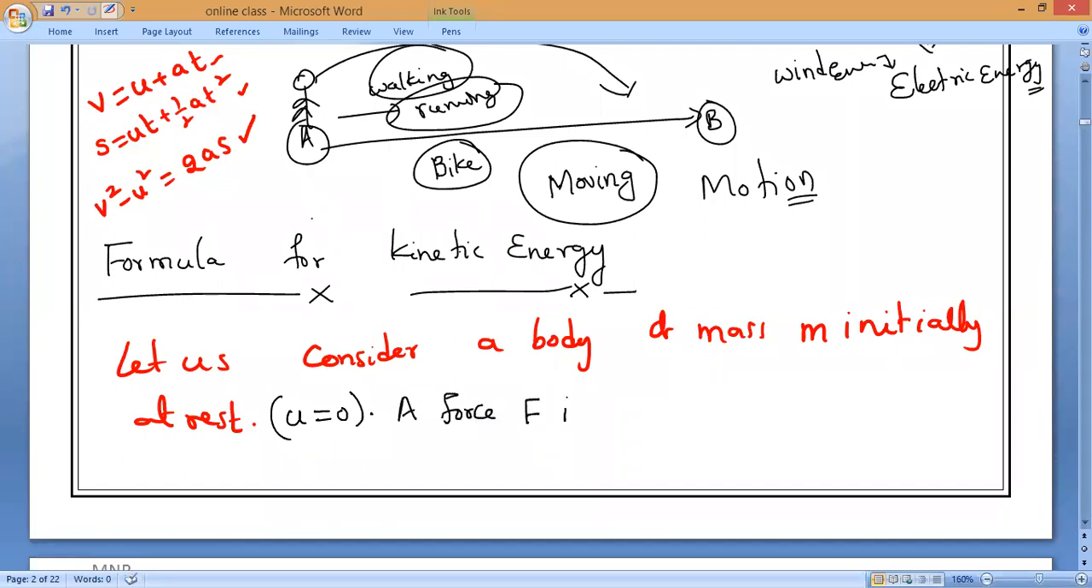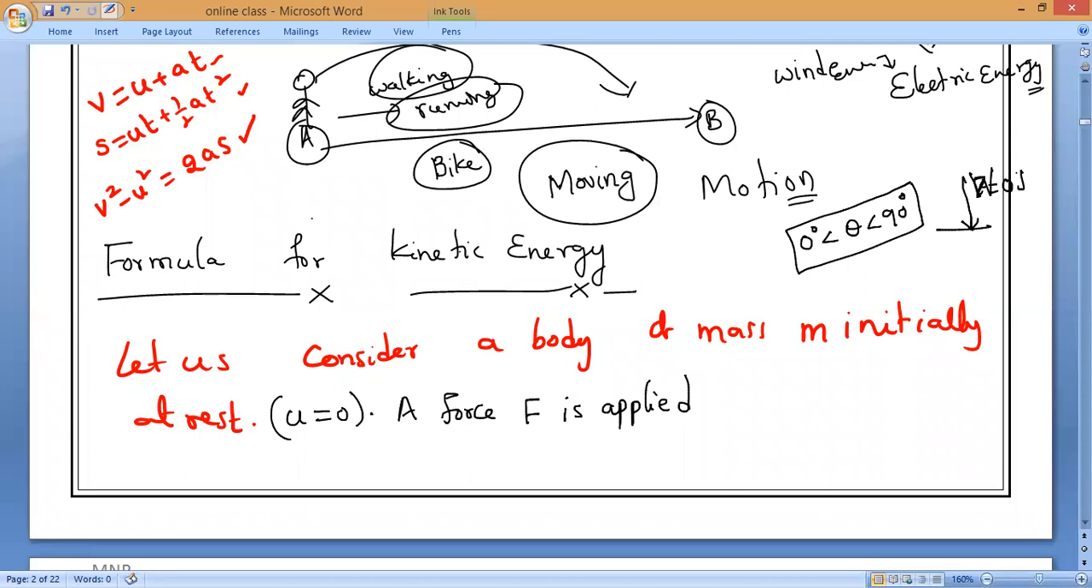A force F is applied. How do we need to apply it, guys? Exactly perpendicular or less than perpendicular? What is the angle at which we have to apply the force? In between 0 to 90 degrees. If it is 90 degrees, if it is applied perpendicularly, what is the work done? Work done is equal to 0, sir.